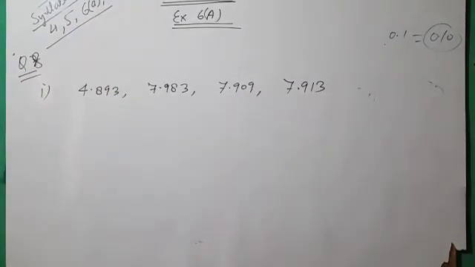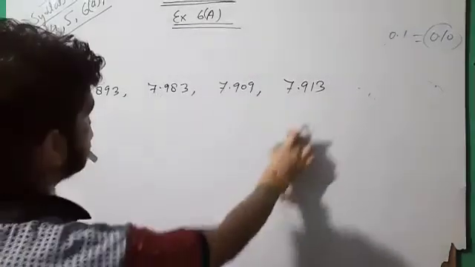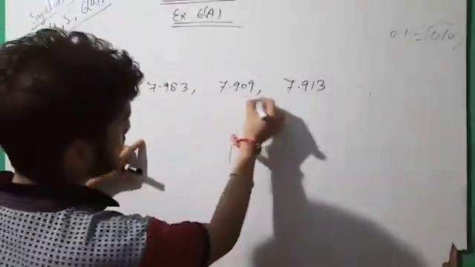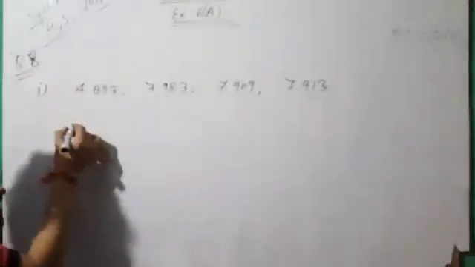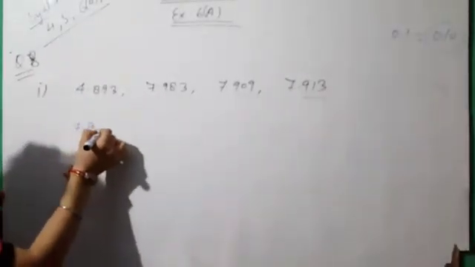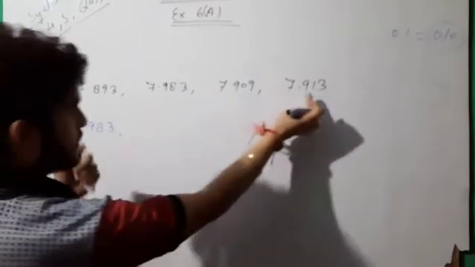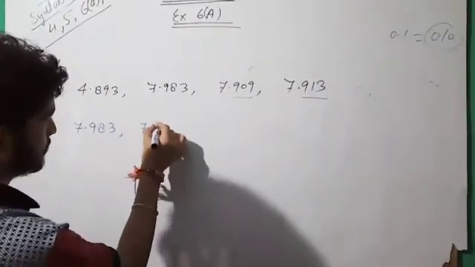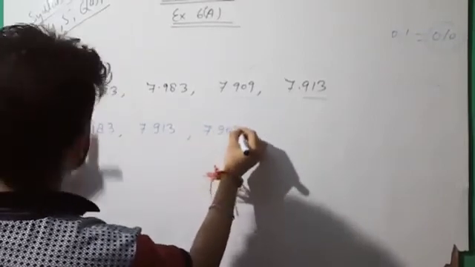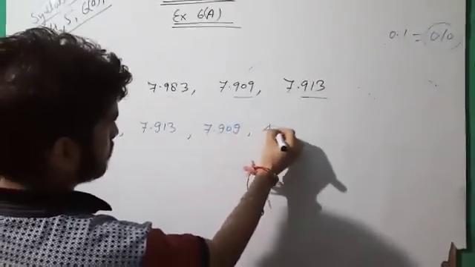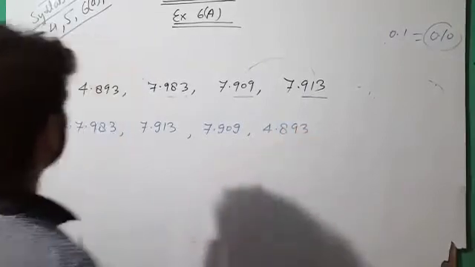So the question is this, now we have to just compare. Largest to smallest, so we compare 7 and this. 983, 909, 913. 983 is more than the others, so this is the largest number, 7.983. Then 913, then 7.909. Then we have 4.810.